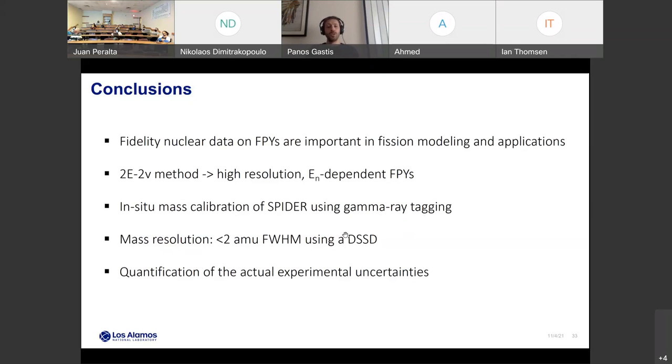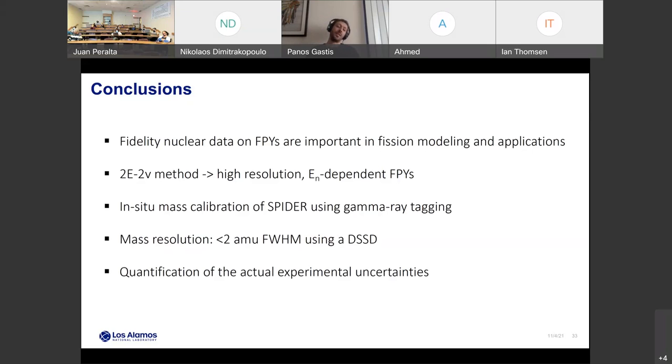And using this tool, we are also able to show that we can achieve a pretty high mass resolution with this instrument, better than 2 atomic mass units full width at half maximum, using a DSSD, very close to our target, which is a mass resolution of the order of 1 atomic mass unit. And finally, having these tools, we can be confident that we properly quantify the actual experimental acidities when we provide experimental data with our instruments.